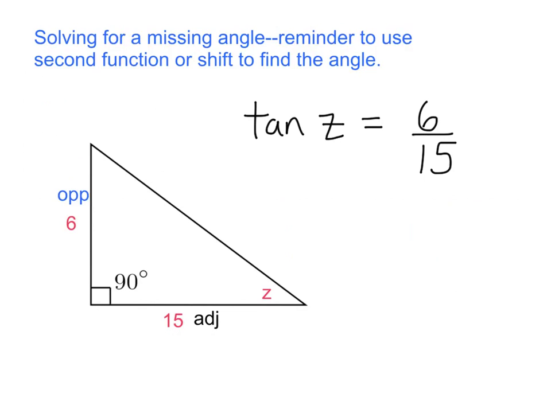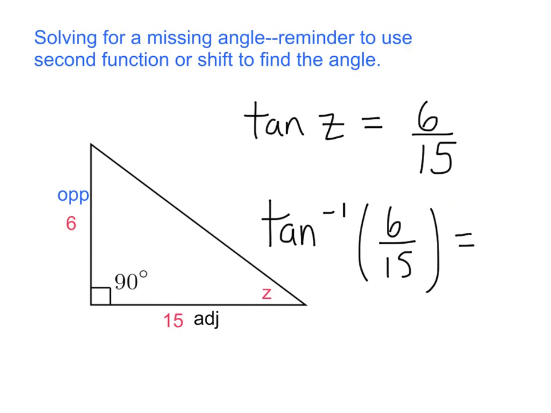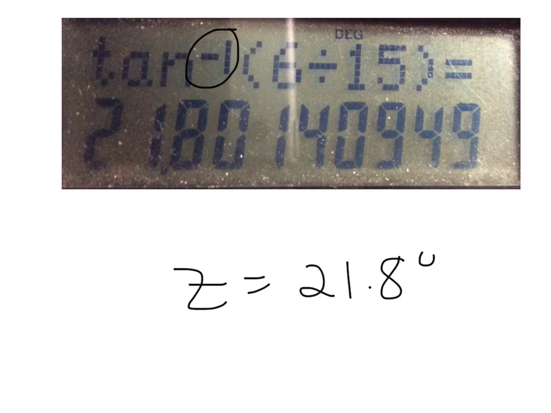Now, in previous discussions, we looked at how to go from the angle to the ratio. Now, this is how to go from the ratio to the angle. So in this case, we will use our second function, tangent, or shift tan, and it should look like this in your calculator. This operation will give you the angle size. All right, have a look. If you put in tan second function, you'll get the -1 notation. 6 divided by 15, you get 21.80 degrees. So that means our reference angle z is equal to 21.8 degrees.